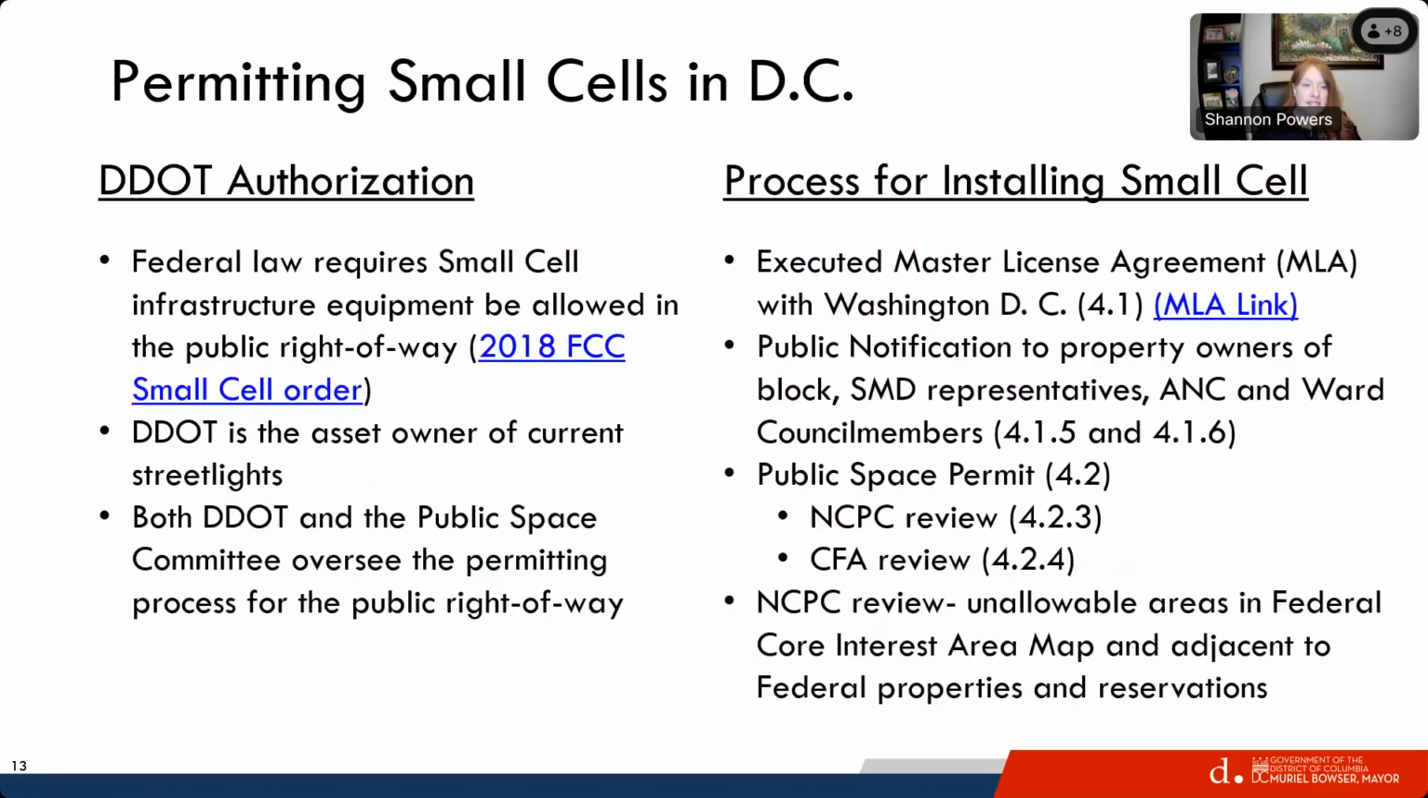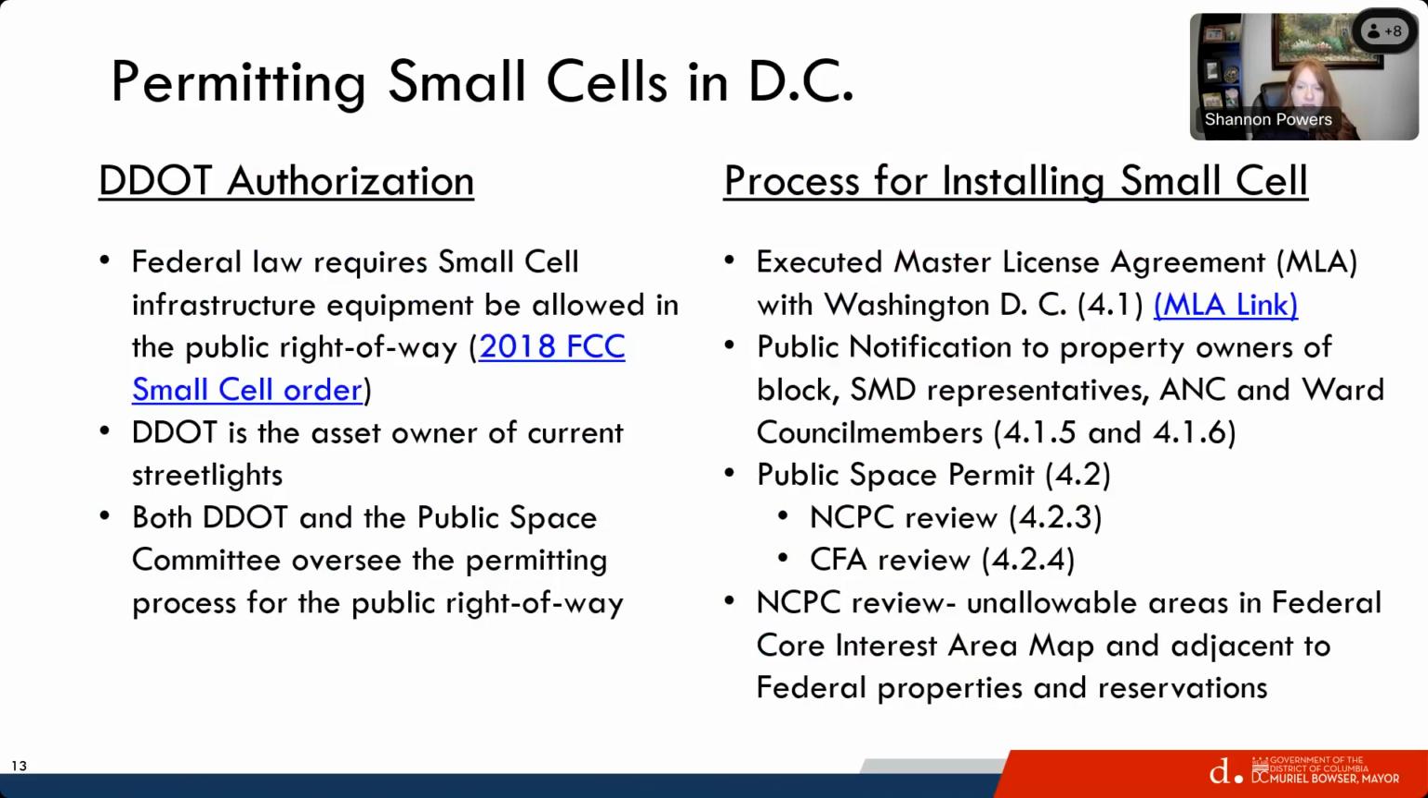Permitting small cells in DC. DDOT authorization. Federal law requires small cell infrastructure equipment be allowed in the public right-of-way, per the FCC small cell order from 2018. DDOT is the asset owner of current streetlights.